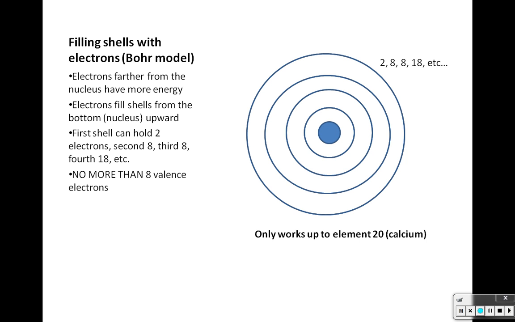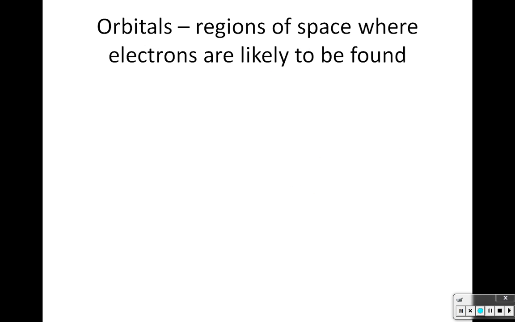And I'm going to show you a picture of the atomic orbitals, which are not orbits. An orbit is a circle or a path that an electron is following. That's an orbit around a nucleus. An orbital is a region of space. I know the words sound very similar, but they're very different. So let's take a look at these. An orbital is a region of space where electrons are likely to be found.